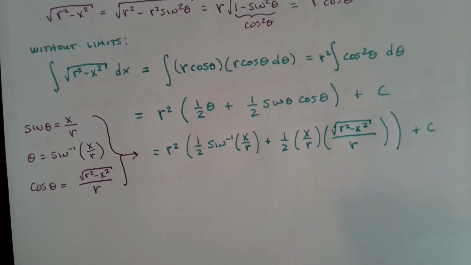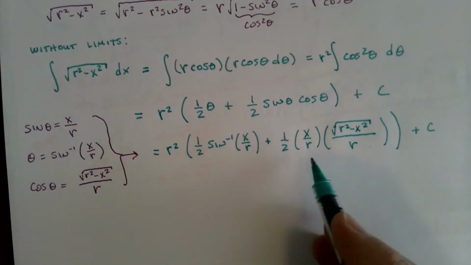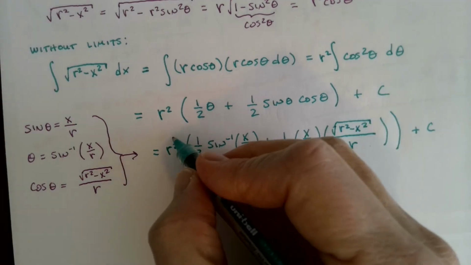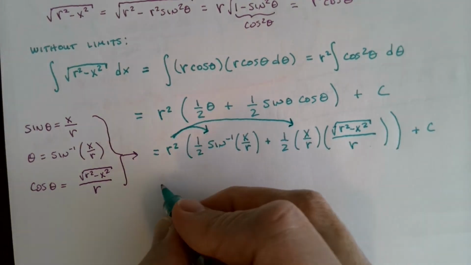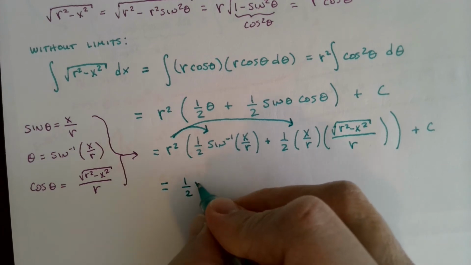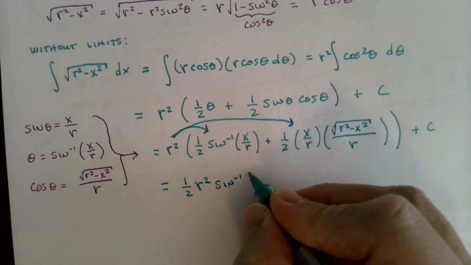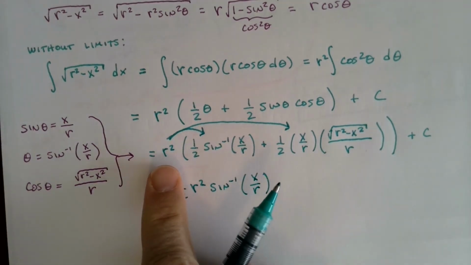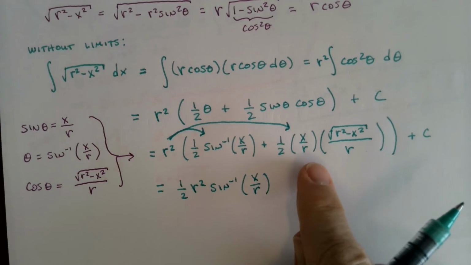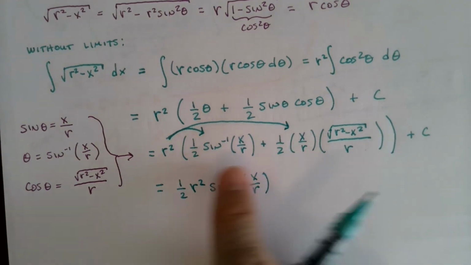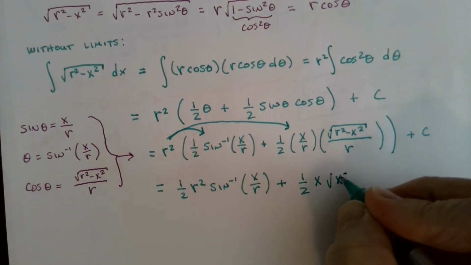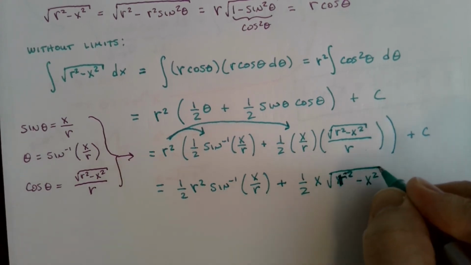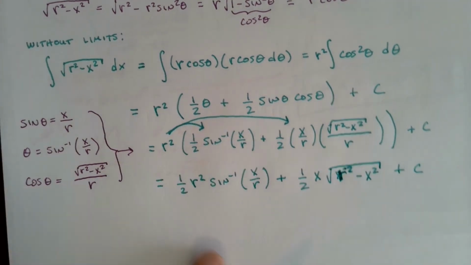Okay. And so I can, of course, clean this up a little bit. I guess I could distribute through r squared if I wanted to here. Let's just clean this up. I get 1/2 r squared inverse sine x over r. And notice what happens here. I've got 1/2 x times this stuff, and r times r squared in the denominator. R squared times r squared cancels out. I'm just left with 1/2 x square root of r squared minus x squared plus c. So distributing the r squared through, I get this.